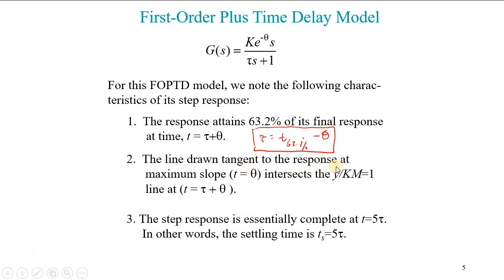Okay, so the line drawn tangent to the response at maximum slope, at t equal to theta, intersects with y over Km equal to one at t equal to tau plus theta. If you didn't understand, this is just drawing the line which is tangent and finding the two intercepts.